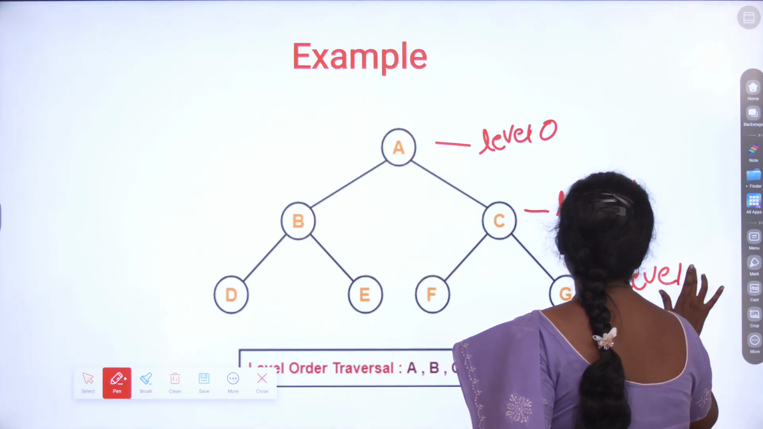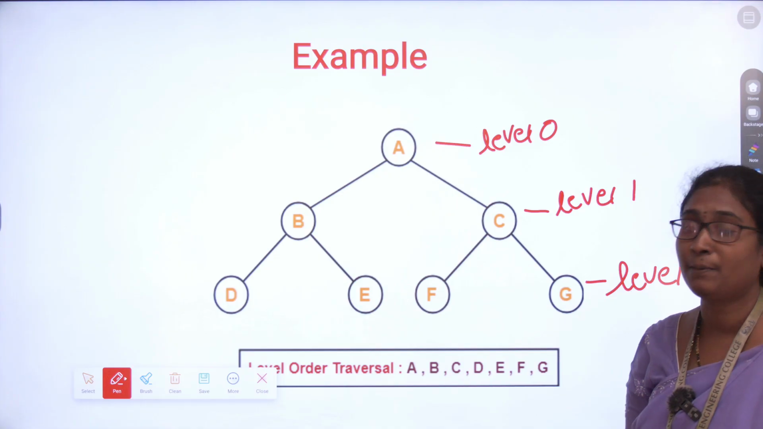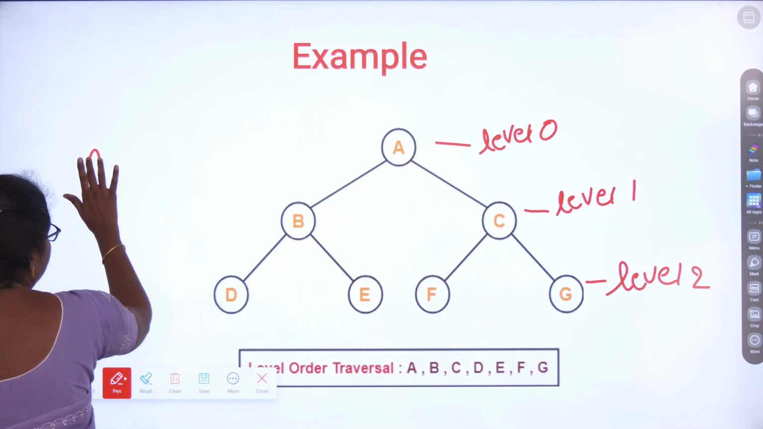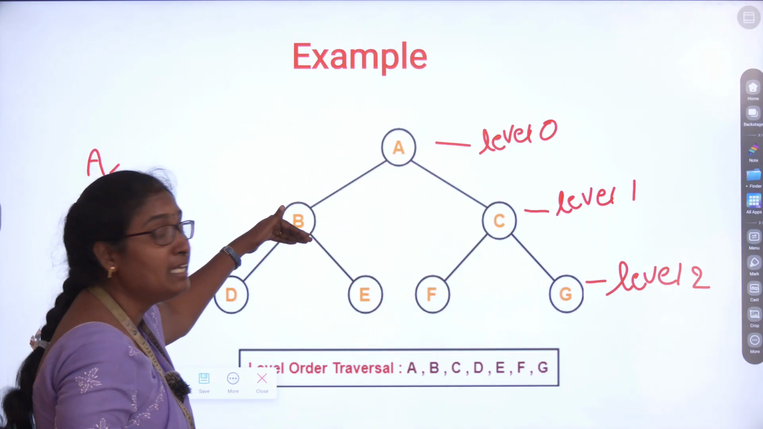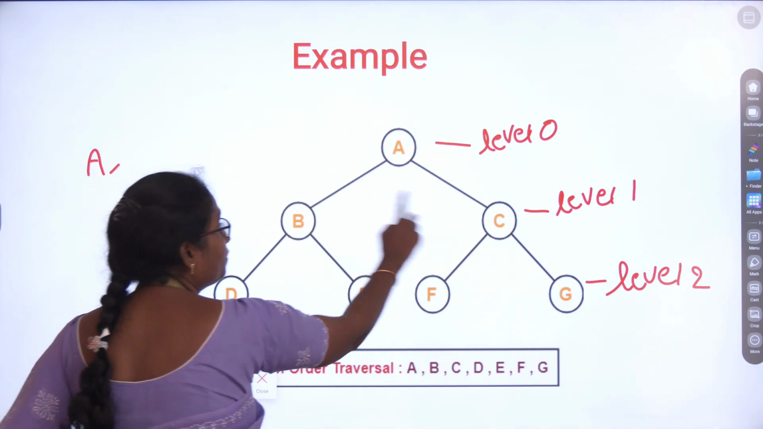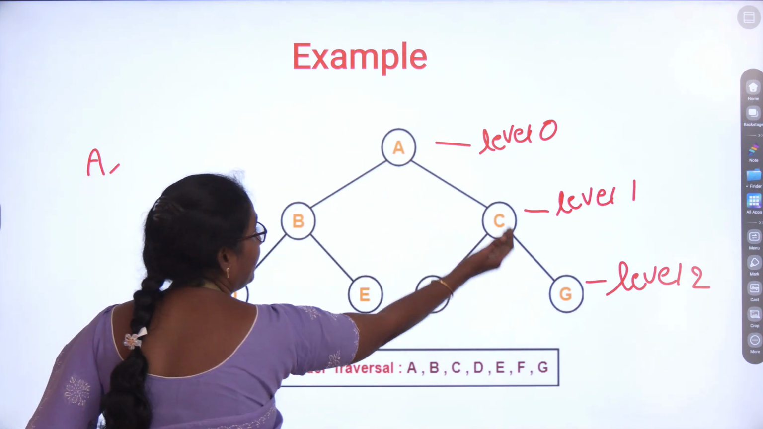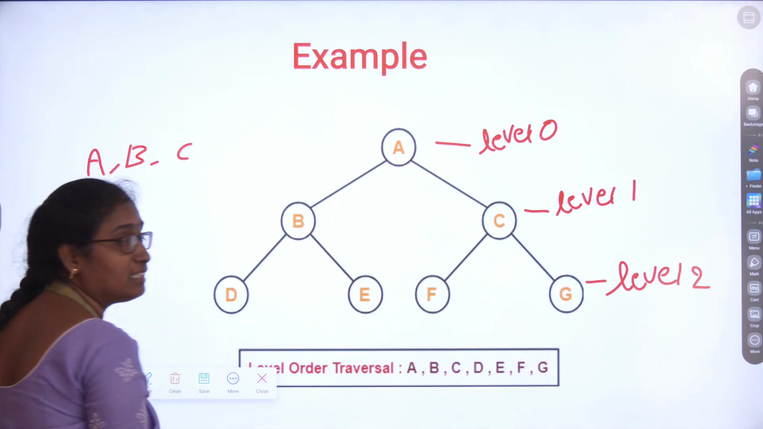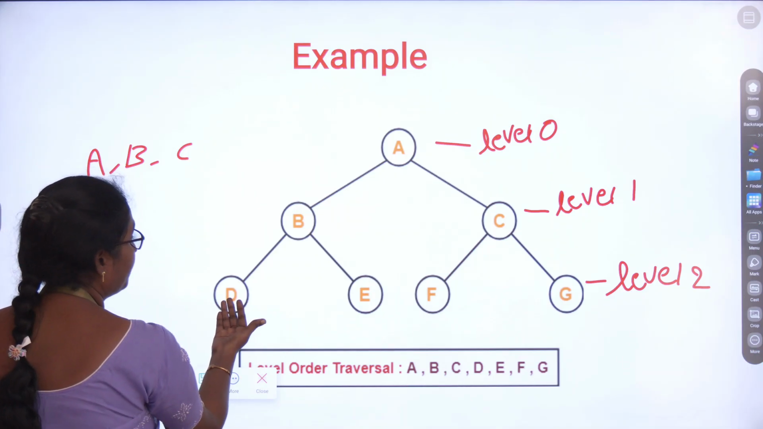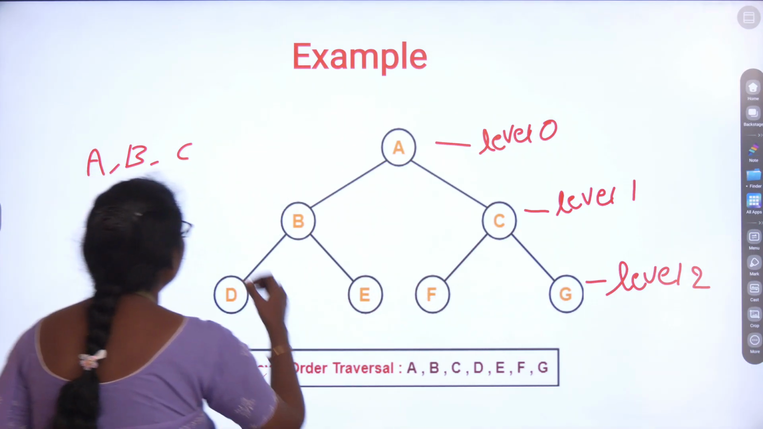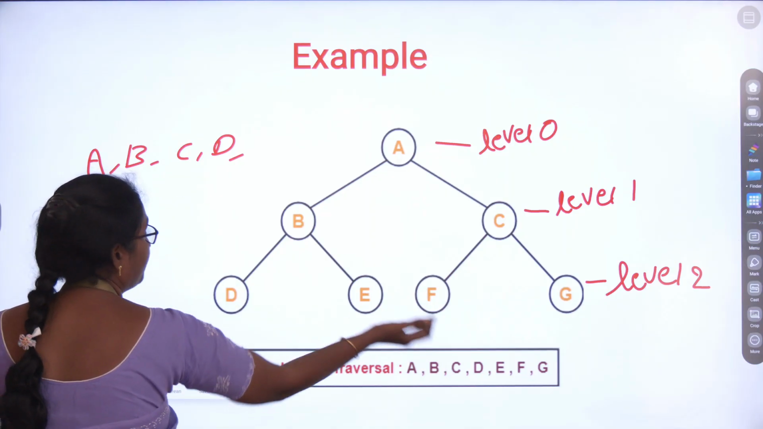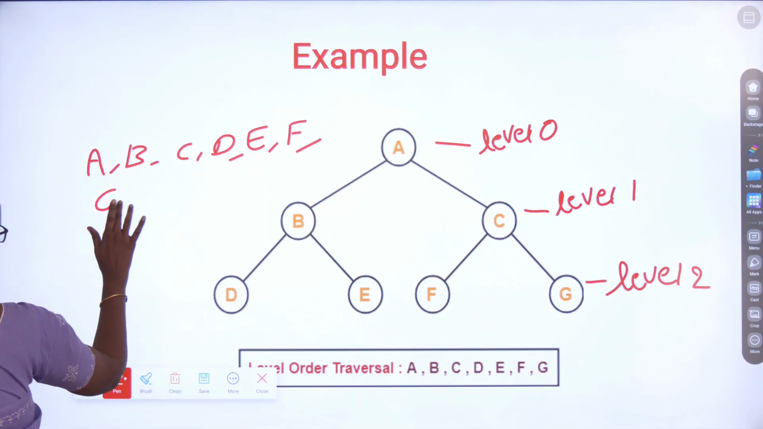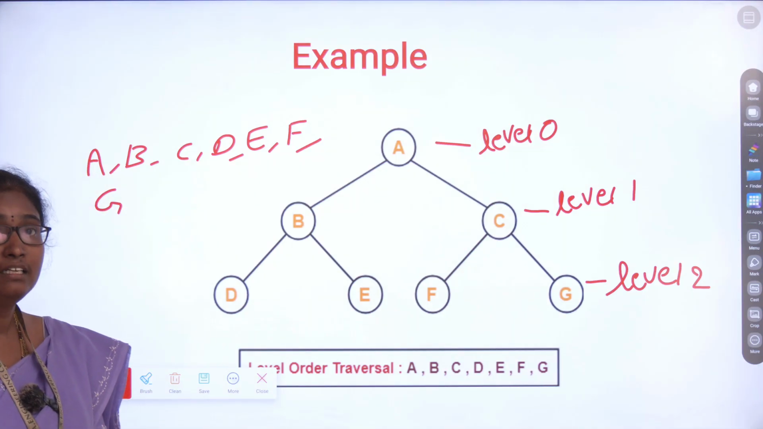This is level 2. First you need to visit all the nodes present in level 0. In level 0 you have only one node, that is A. Then you move on to the next level. In level 1 you have 2 nodes. You have to visit the nodes from left to right, that is B and C. Then move on to level 2. In level 2 you have the nodes D, E, F and G. So all nodes you have to visit from left to right: D, E, F and G. This is breadth first traversal.